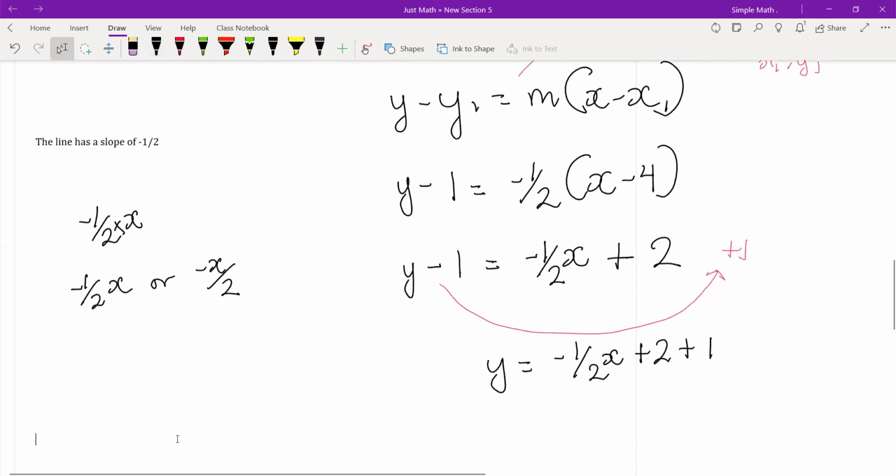So it means that y equals negative half x plus 3.